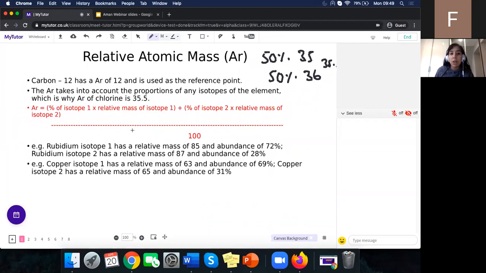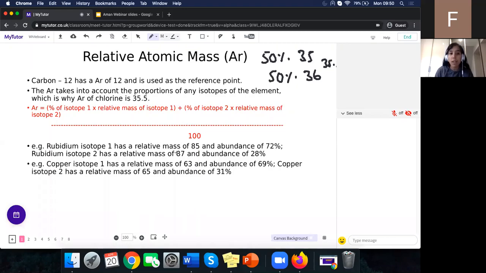Now we do need to know how to calculate the relative atomic mass when there are lots of different isotopes, and on the screen, you can see the calculation for that. We take the percentage of isotope 1, so in our chlorine example, that would have been 50%. We multiply by the relative atomic mass, that was 35. Then we add that to the percentage of isotope 2, which was 50%, multiplied by its relative mass, which is 36, and then we divide the whole thing by 100.